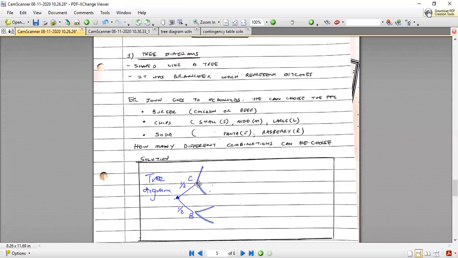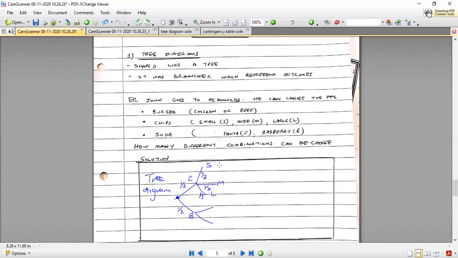Then, if we look at our next choice, which is the chips, here we indicate that he could choose a small chips, a medium chips, or a large chips with his chicken burger. So John could have a chicken burger with the small chips, a chicken burger with the medium chips, a chicken burger with the large chips. So that would mean he has one out of three choices for the chips. One out of three. And similarly, we would do the same down here for the beef burger.